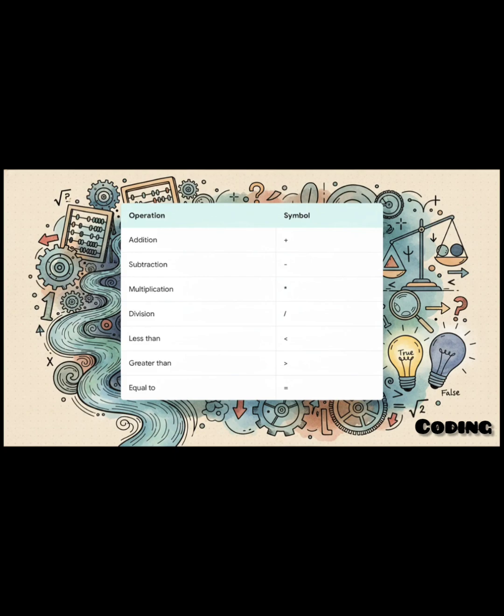Now, a lot of these you'll recognize right away from math class. We have our standard arithmetic operators for doing math, and then we have what are called relational operators, which are all about comparison. Is one value less than, greater than, or equal to another? The answer to that question is always a Boolean. It's either true or it's false.